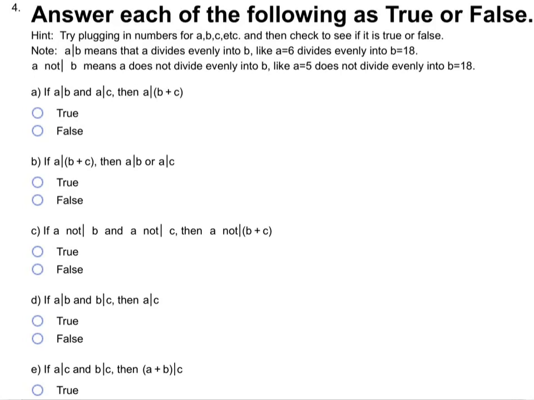So, basically it's a whole bunch of true-false questions with just letters everywhere. It basically says if A divides B and A divides C, then A divides B plus C. Is that true or is that false? Well, I'm explaining up here that... Yeah, try plugging in numbers for A, B, and C, and then check to see if it is true or false. Yeah, that's the best way.